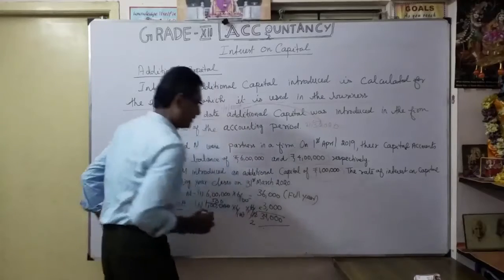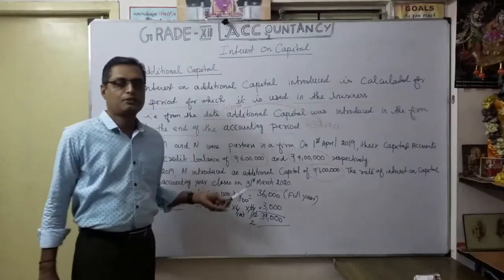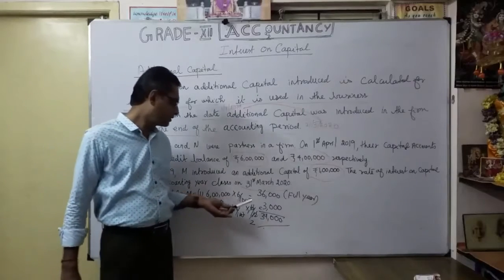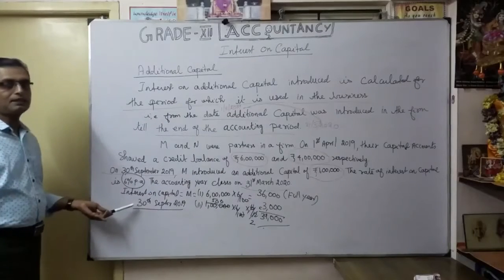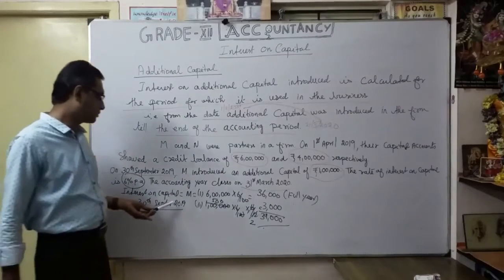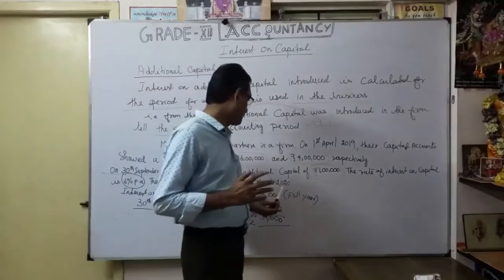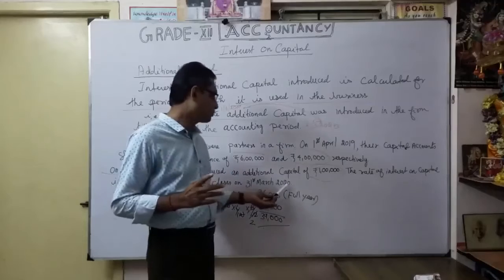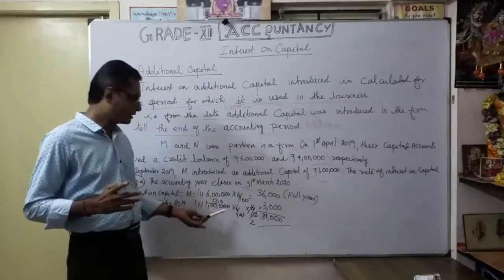Okay. So first, as an entire 6 lakhs utilized in the business, 6% is 36,000. Second, the additional capital was introduced on 30th September 2019, and we are going to calculate till the accounting period. What's the accounting period? 31st March 2020. So how many months? 6 months. That's one lakh at 6%.